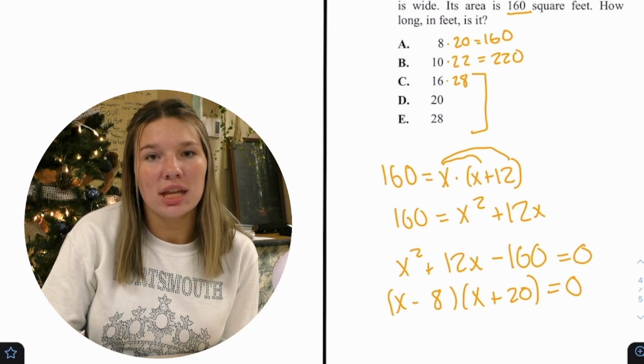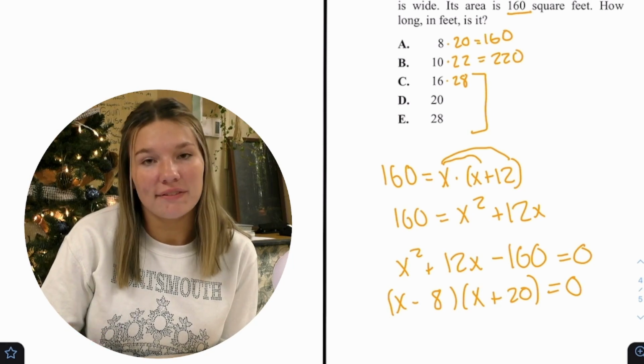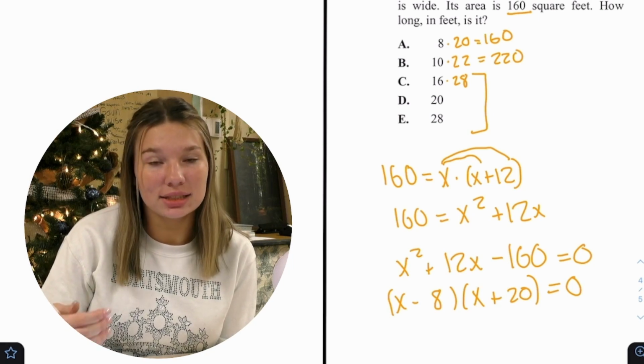So that's just one of the many methods of making these math problems go a lot faster when you're taking the ACT, because time is on your side.